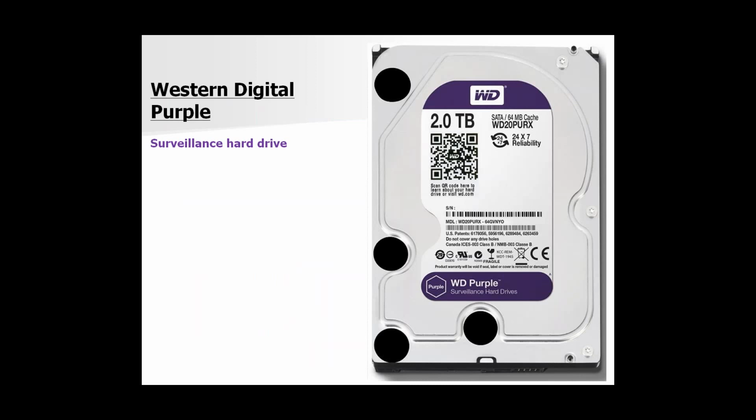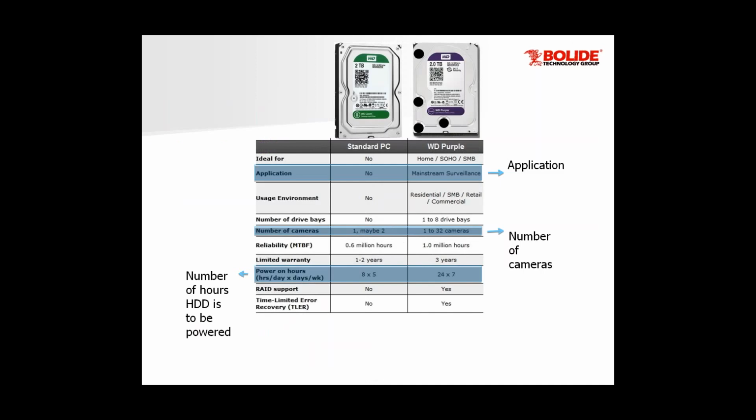Okay, so here at Bolides, we use a specific hard drive for all of our storage devices. We use a Western Digital Purple Series hard drive. Okay, so we're going to go over the difference between these purple drives in comparison to standard PC hard drives. As you can see, I have a little chart here that explains the application of a regular hard drive and a Western Digital Purple. And I highlighted a couple areas.